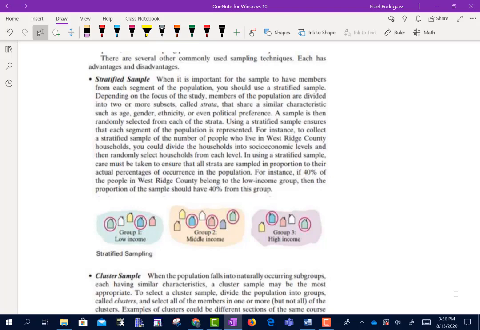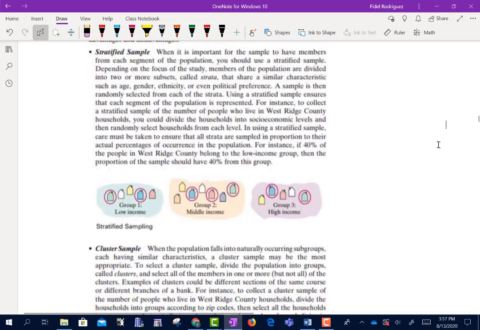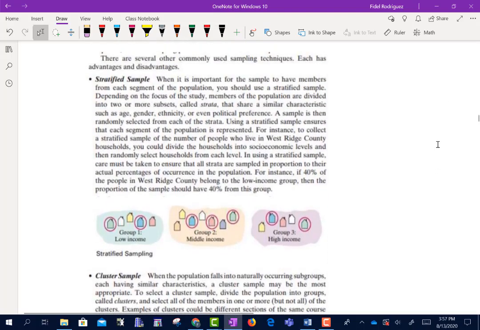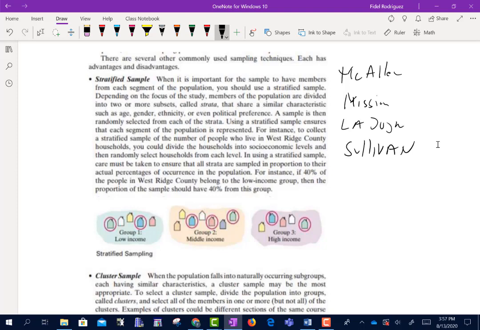Okay. So let's think about it this way. Most of us live in the Rio Grande Valley. Let me get my pen going. Sometimes my pen freezes up. There we go. Okay. So we start saying, look, let's group people by city. McAllen, Mission, La Joya, Sullivan City, Rio Grande City, Roma, Edinburg. I'm just labeling the cities here. I'm not going to go too far.